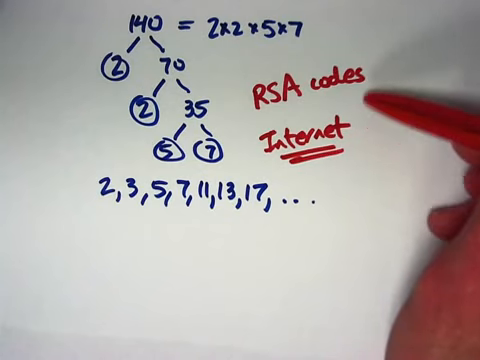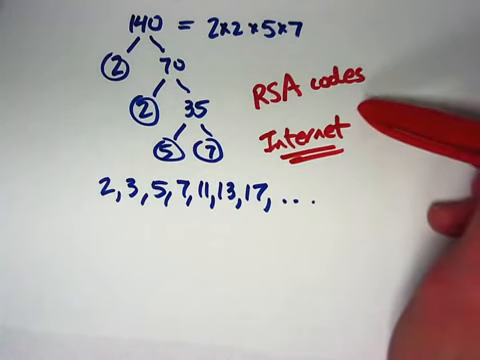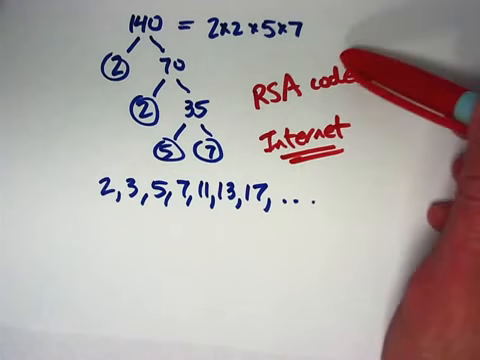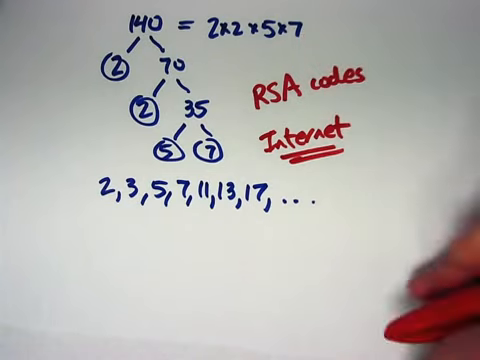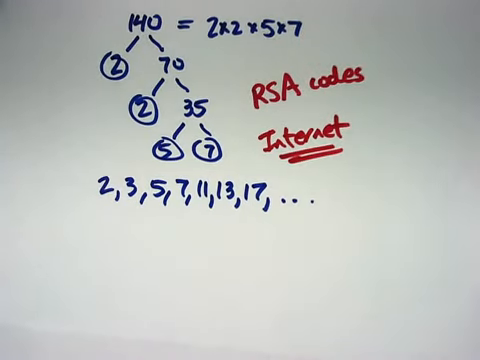Anyway, the only thing I want to mention about this is that RSA codes, your security on the internet, is based on prime factorizations of all things. So prime factorizations, especially of really, really big numbers, unimaginably big numbers, turns out to be vitally important for our real world.